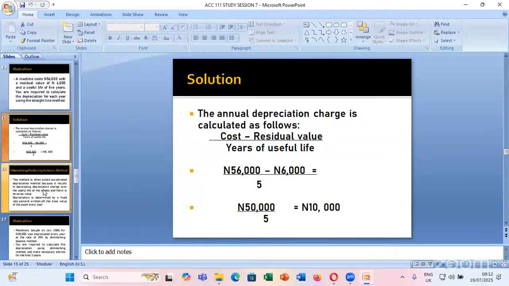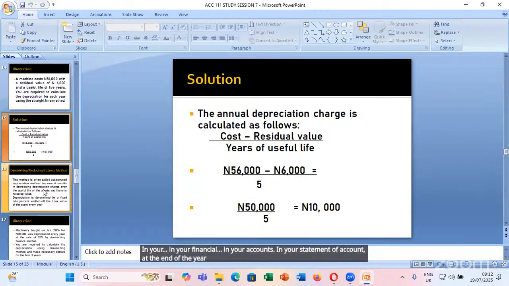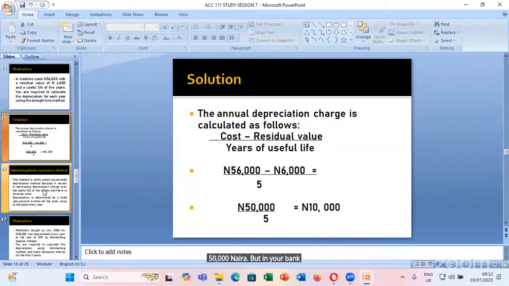In your statement of account at the end of the year, you have 50,000 naira. But in your bank, you are having 60,000 naira. What necessitates the difference? Anybody, raise up your hand and let me call you. Akinu Tolumide, can you explain that? No. Ismail Ishola? 6,000 naira, sir. No, you didn't get my question.